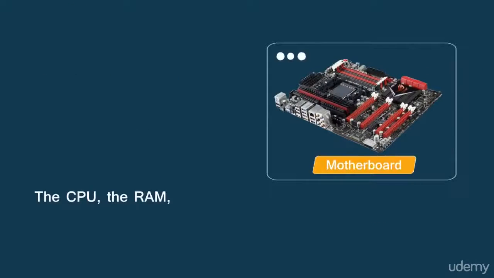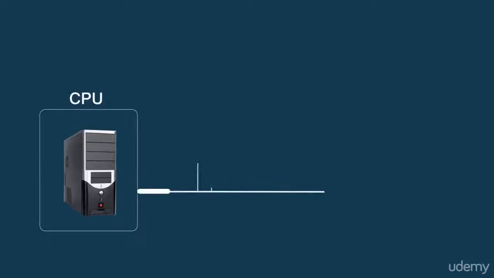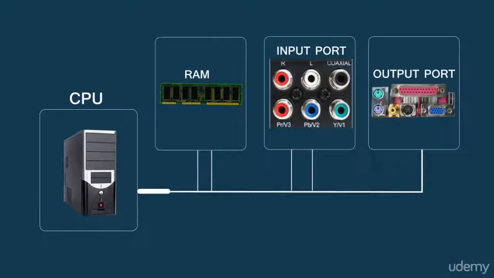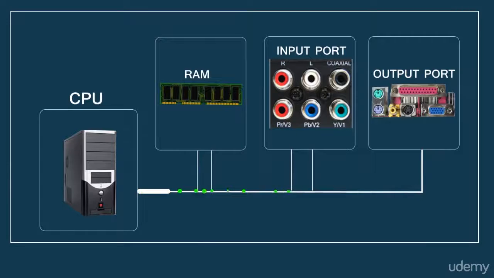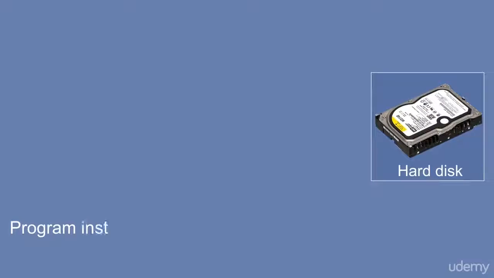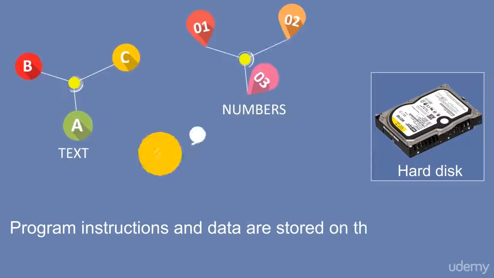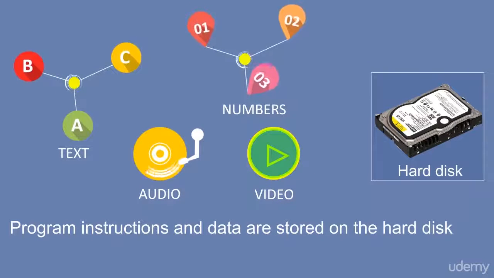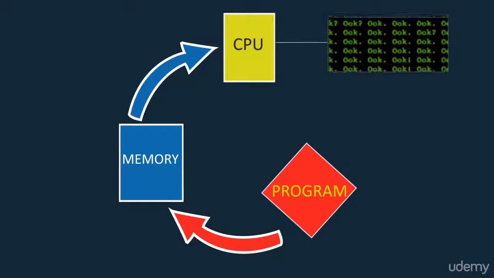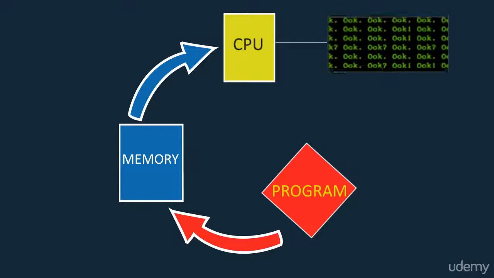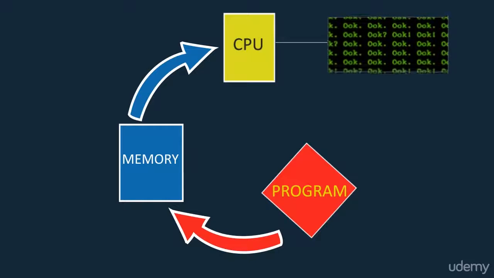The CPU, the RAM, and the connectors to peripheral devices live on a motherboard. The CPU, the RAM, and the electronics controlling the hard disk and other devices are interconnected through a set of electrical lines called a bus. Data travel along the bus from the system memory and peripheral devices to the CPU and back. Program instructions and data such as text, numbers, audio, or video are stored on the hard disk. When a program is started, it is brought into RAM, where it can be read by the CPU. The CPU reads the program one instruction at a time and executes them.